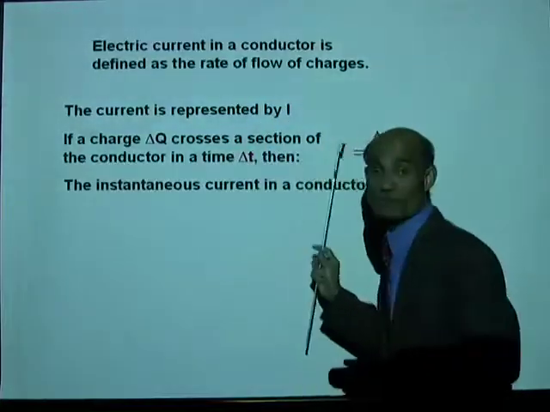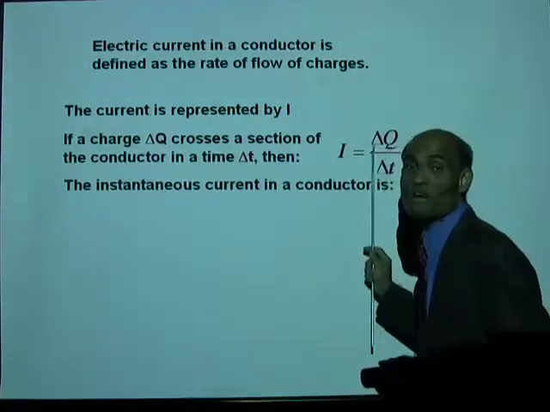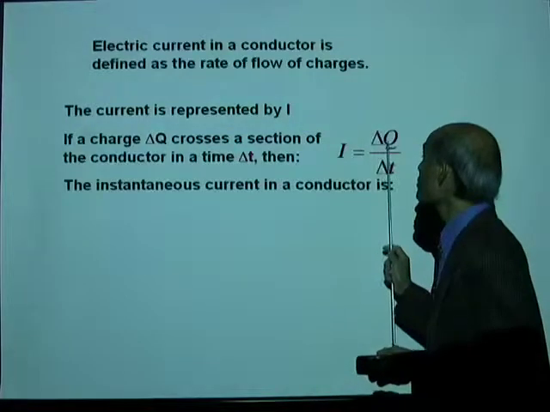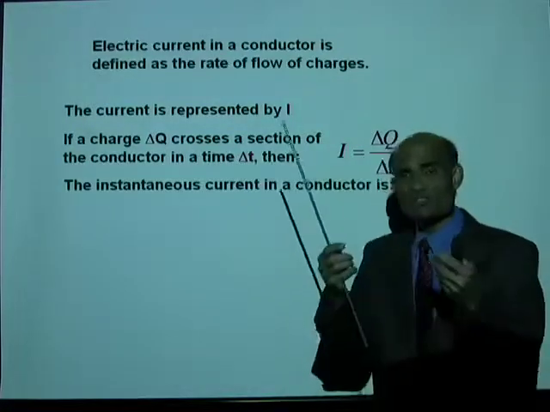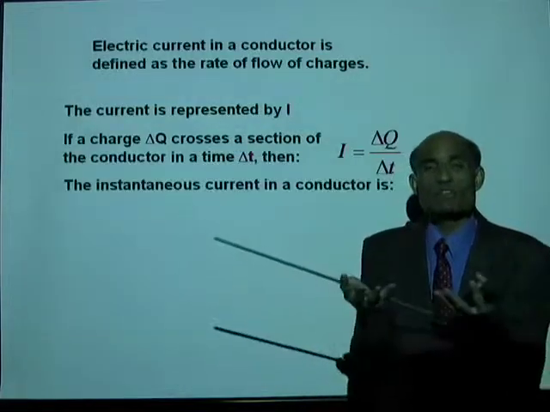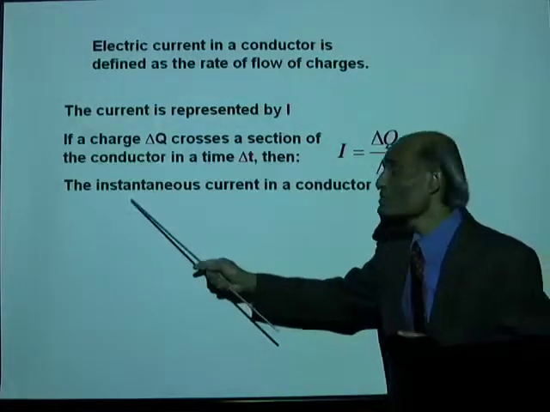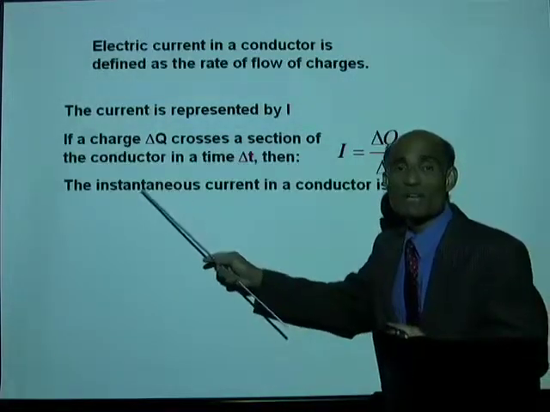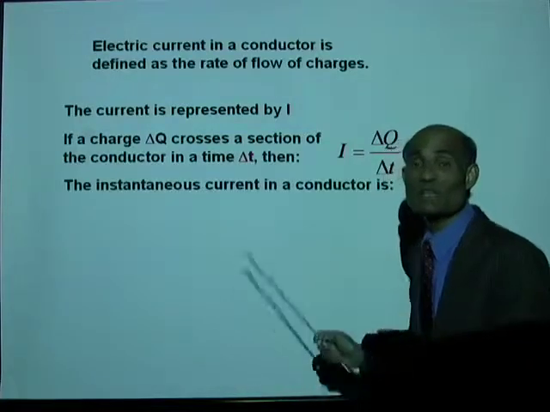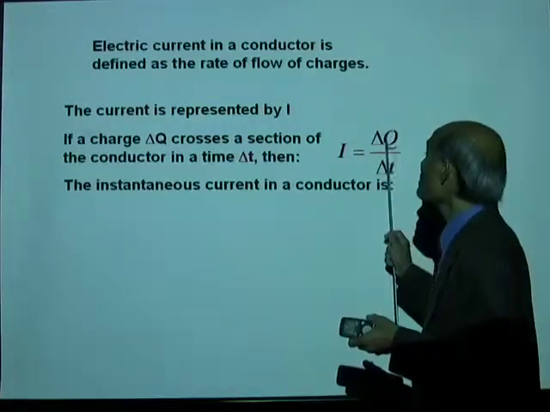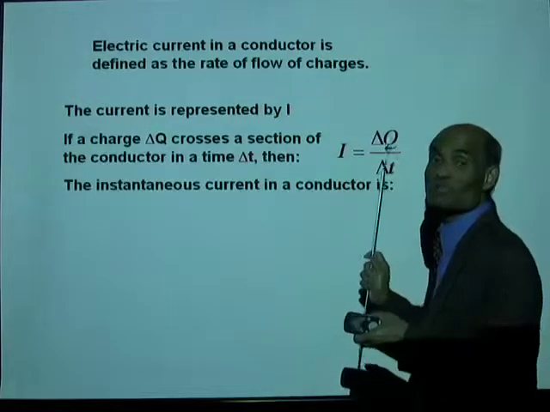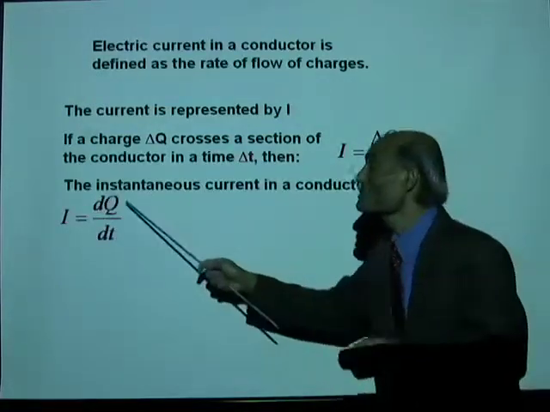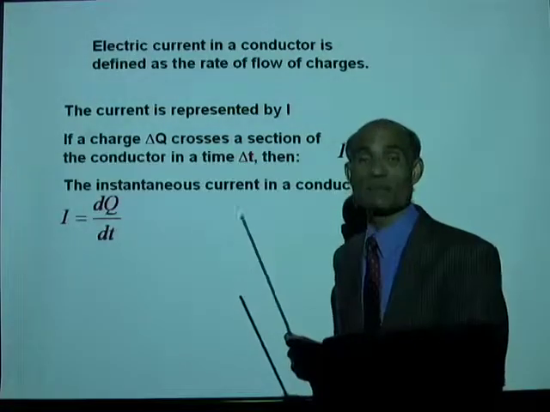Now, if you know your basic calculus, delta Q by delta T is actually an average rate of change. What is the instantaneous rate of change? Instantaneous current in a conductor is the derivative of Q with respect to T. I equal to dq by dt.